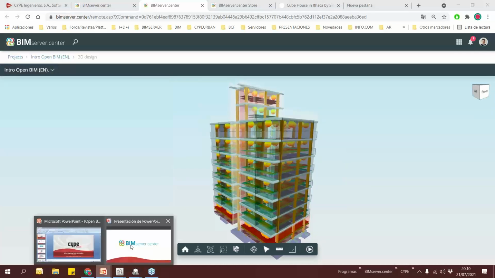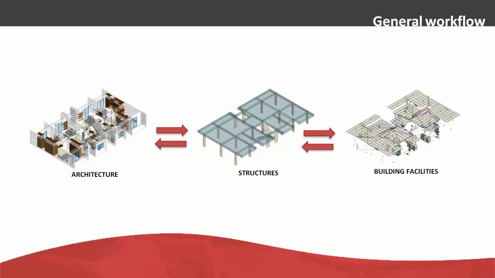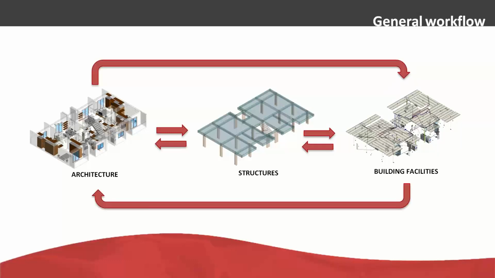Let's go again to this presentation. The general workflow in a BIM project is working with the architecture, then sending it to the engineer in charge of the structures, and the same with the engineers in charge of the building facilities. So we are trying to work in the same line. The good point of working with BIM Server is that we are sharing and updating all this data in real time, so we can consider what my partner is doing in real time in order to avoid inconsistencies.